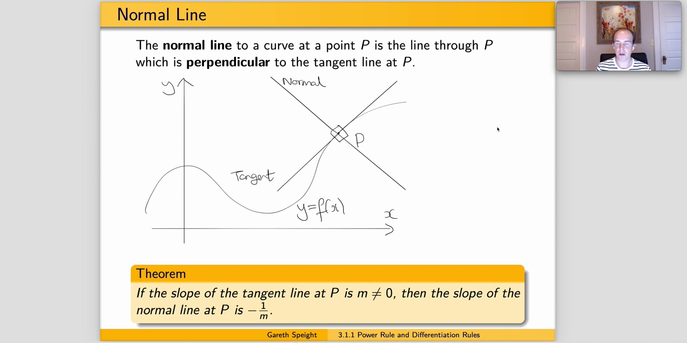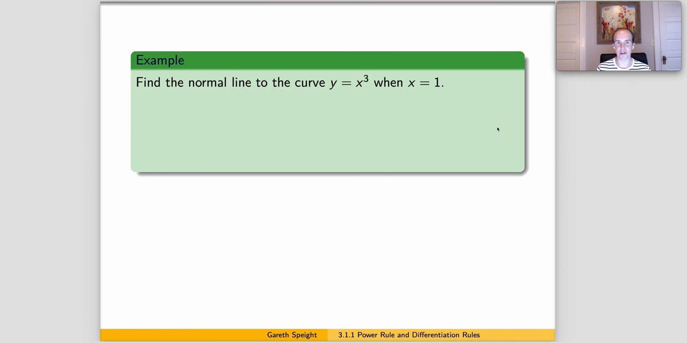1 over m. So, if you're ever asked to find the equation of the normal line, well, you know a point on the normal line. You have to find the slope of the normal line. First find the slope of the tangent line, and then do minus 1 over that. Okay, so let's see an example where we're doing this. So find the normal line to the curve y equals x cubed when x equals 1.